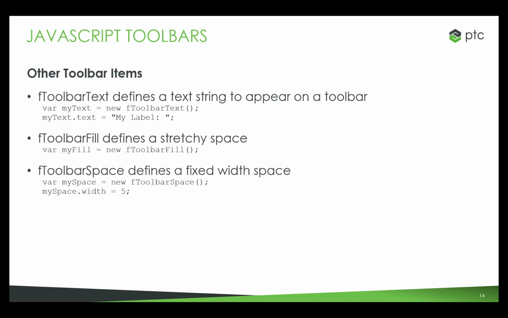And then there's toolbar space, which defines a fixed amount of space within the toolbar. So if you wanted to separate your icons by 3 spaces, then you would create a toolbar space object with a width value of 3 and use that. So this covers the toolbar items which are available at the moment. In future releases, we'll be providing groups and other types of toolbar items, but hopefully we'll be able to provide that in 12.2.